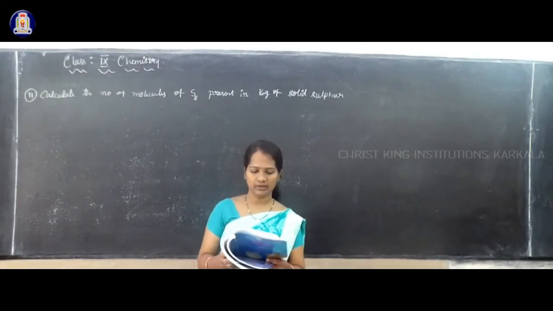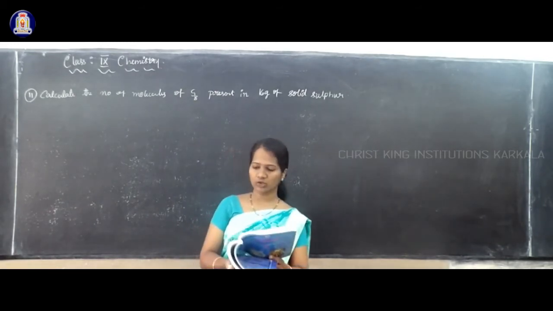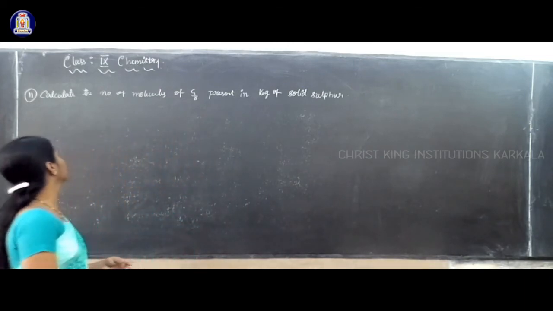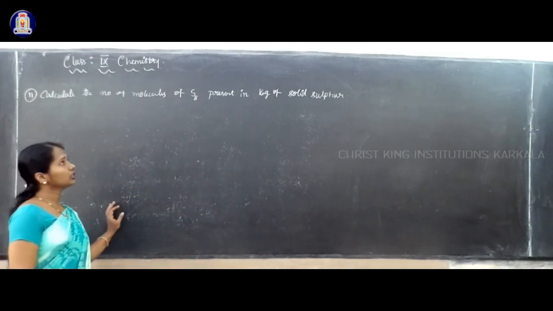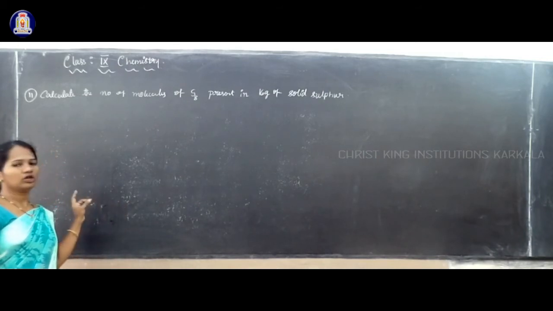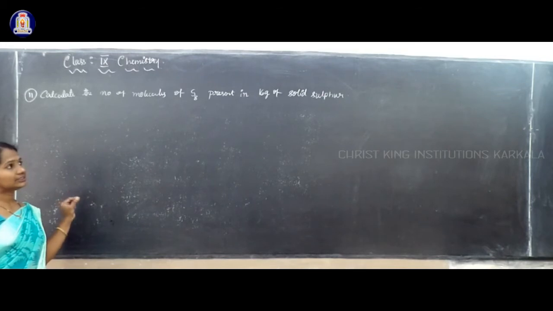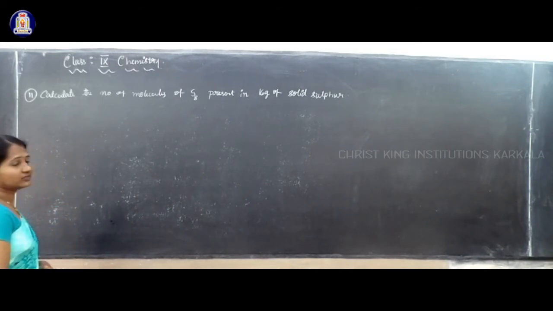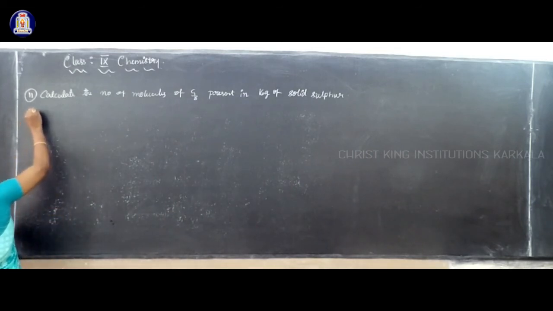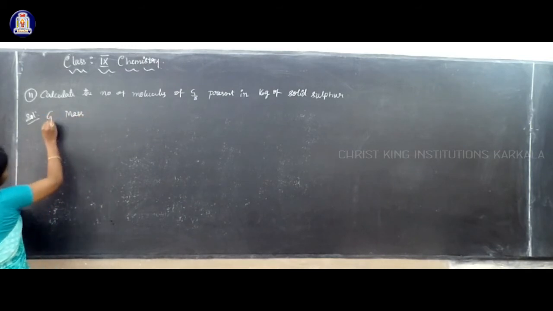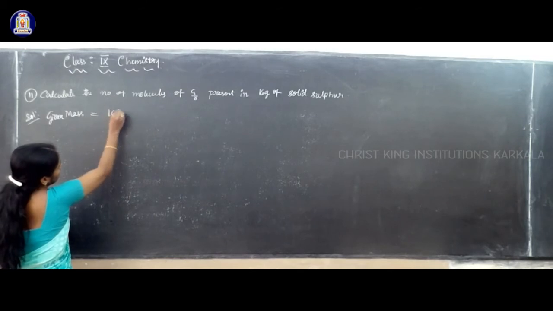In the 10th one, calculate the number of molecules of sulfur present in 16 gram of sulfur. Calculate the number of molecules of S8 sulfur, that is S8, its molecular formula, present in 16 gram of sulfur. So what is given here? Mass of the sulfur is given. Solution, mass of sulfur or given mass is equal to 16 gram.